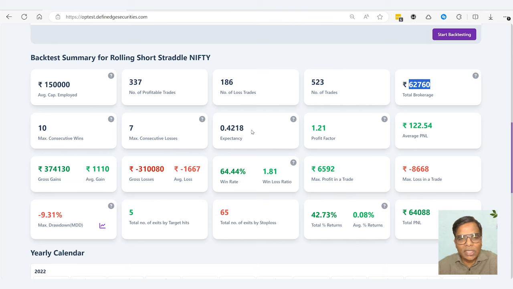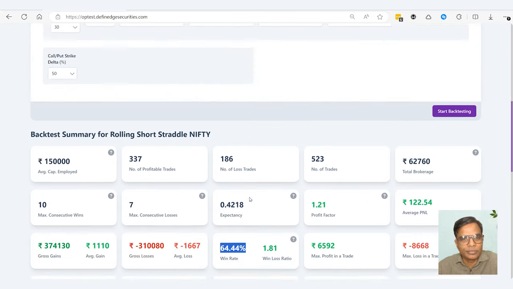The good thing is that the expectancy is positive. It has a decent win rate. And the drawdown is okay. 9% is decent. Not bad. So now, can we improve this in any way?